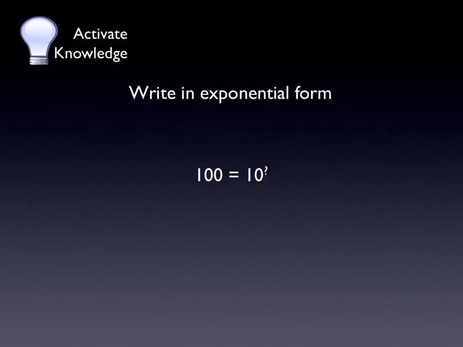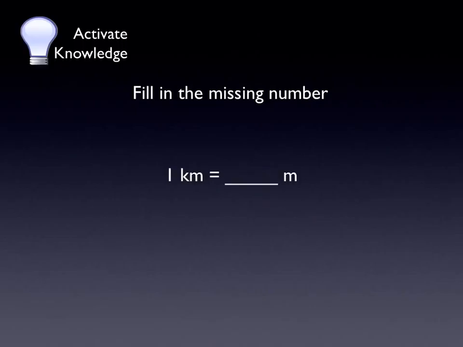Now, a quick review from yesterday about writing in exponential form. We're going to look at how many zeros follow the number, and that's going to be our exponent. So in this case, 100 equals 10 to the 2nd power. And that's not 10 times 2. It's 10 times 10. 1,000 is going to equal 10 to the 3rd power. 10,000, 10 to the 4th power. 1,000,000, 10 to the 6th power.